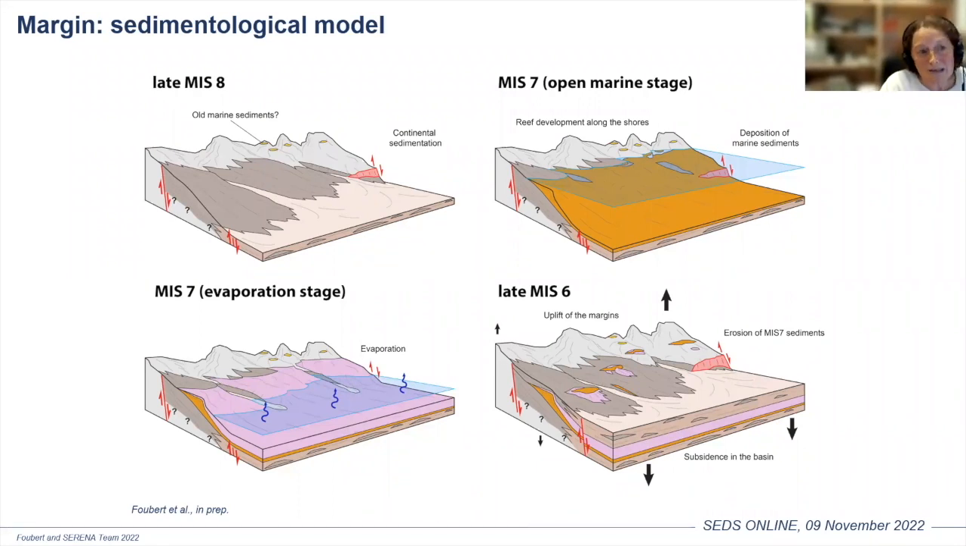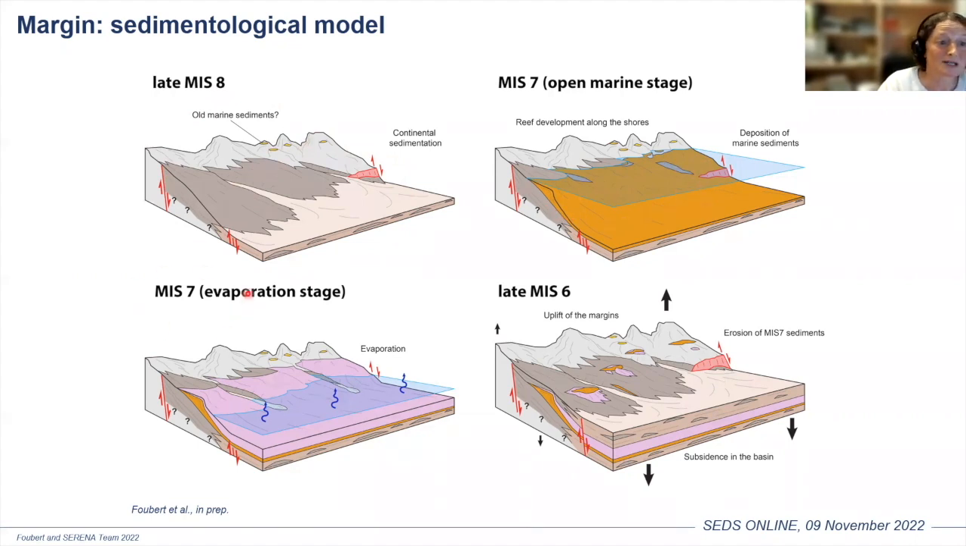During late marine isotopic stage 8, the basin was probably a continental basin, with no flooding, classical continental conditions with alluvial fans which developed at the base of the plateau. During marine isotopic stage 7, the basin got flooded with the development of very nice fringing coral reef terraces.